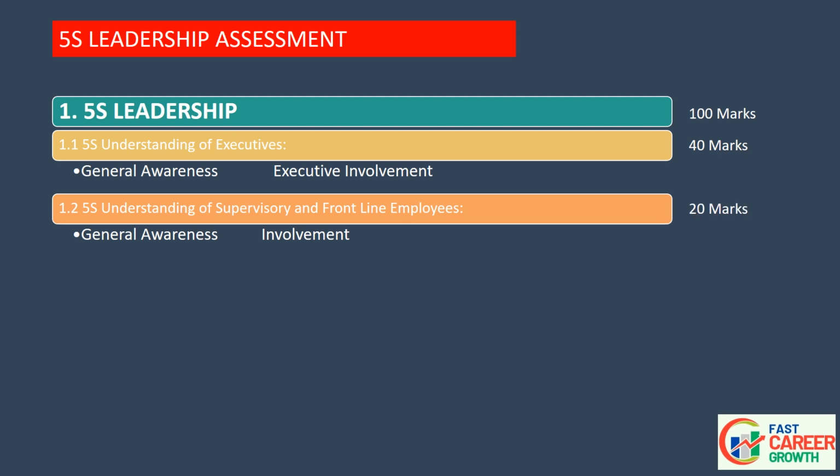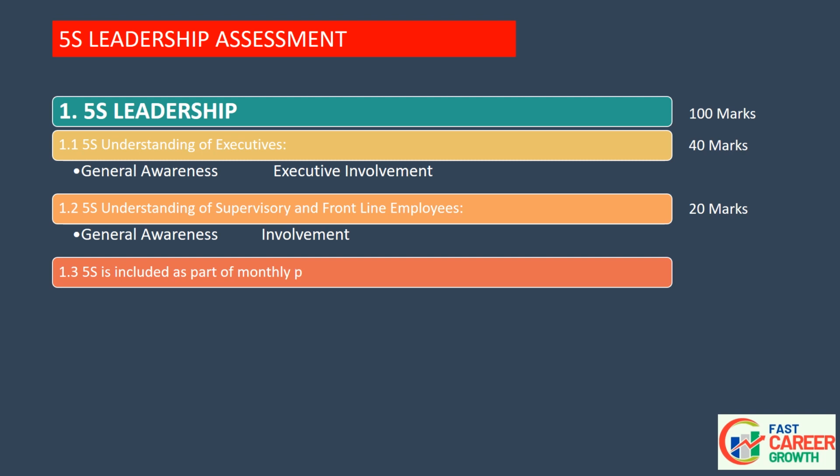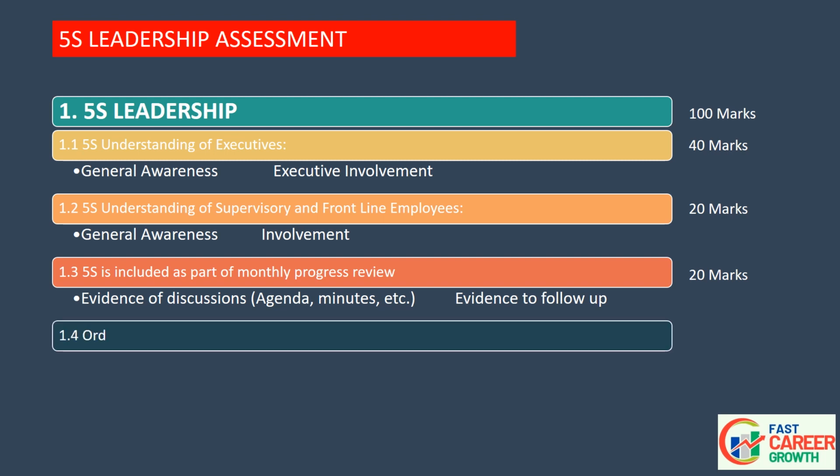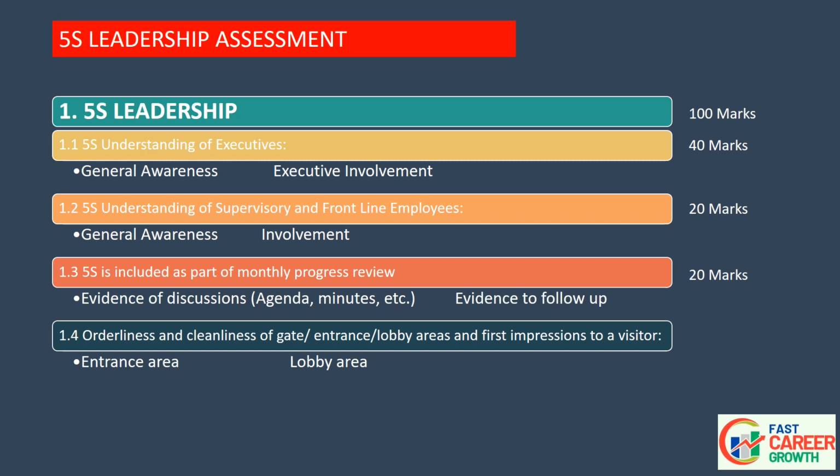Then check 5S is included as part of monthly progress review, where you have to check evidence of discussions, agenda, minutes, etc. And also check evidence of follow up. Total points here is 20. Lastly, check orderliness and cleanliness of gate or entrance or lobby areas and first impressions to a visitor, where you have to check entrance area and lobby area. Here total points is 20.